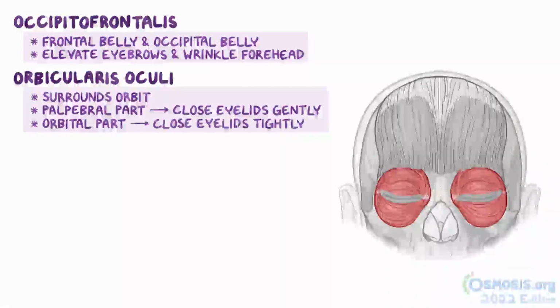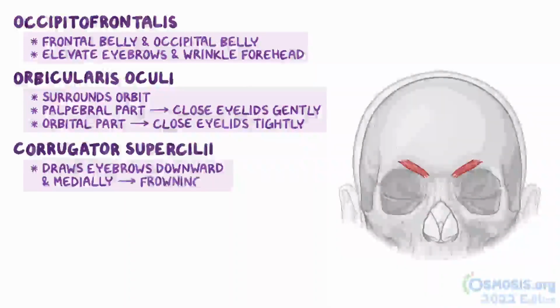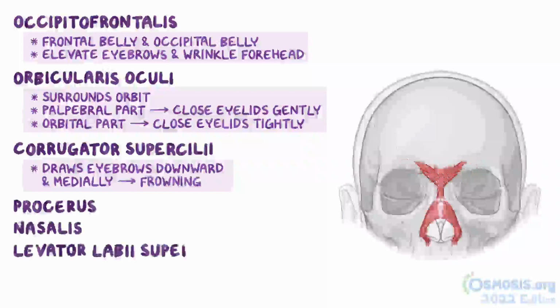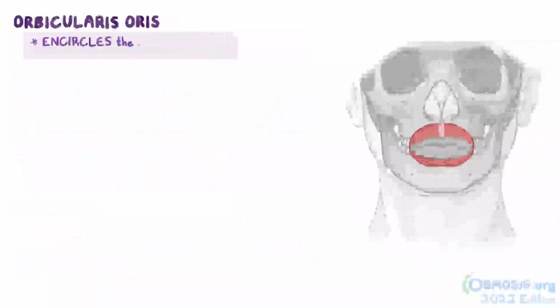The muscle of the eyebrow is called corrugator supercilii, and it draws the eyebrows downward and medially, which occurs when frowning. The 3 muscles of the nose are the procerus, nasalis, and the levator labii superioris alaeque nasi. The nasalis and the levator labii superioris alaeque nasi are used to flare the nostrils. The orbicularis oris encircles the mouth, and its job is to close the mouth or protrude the lips.